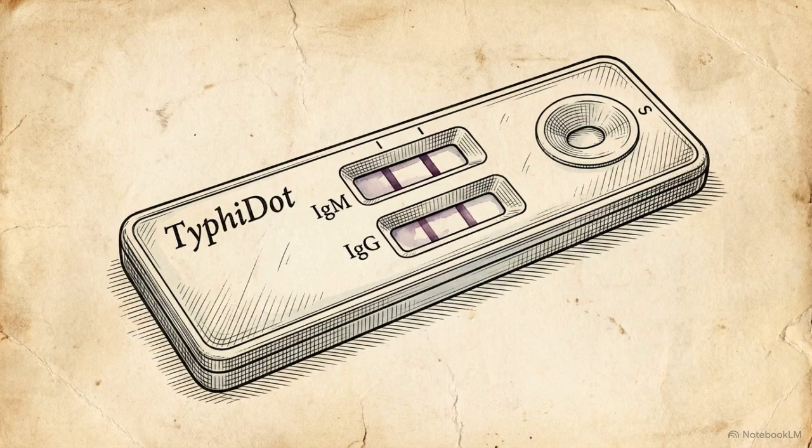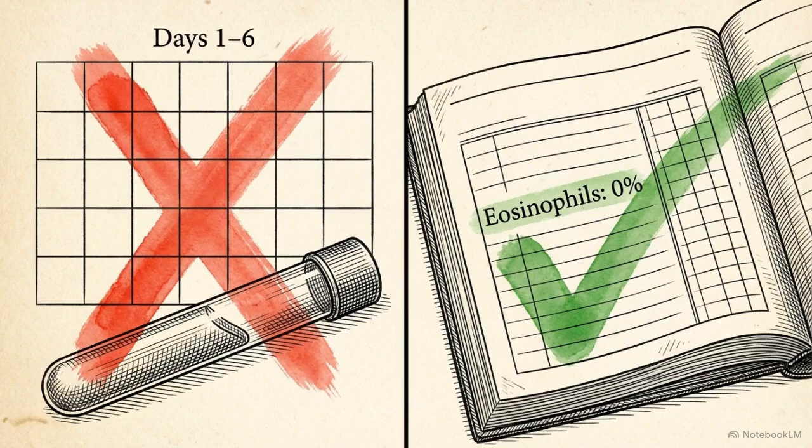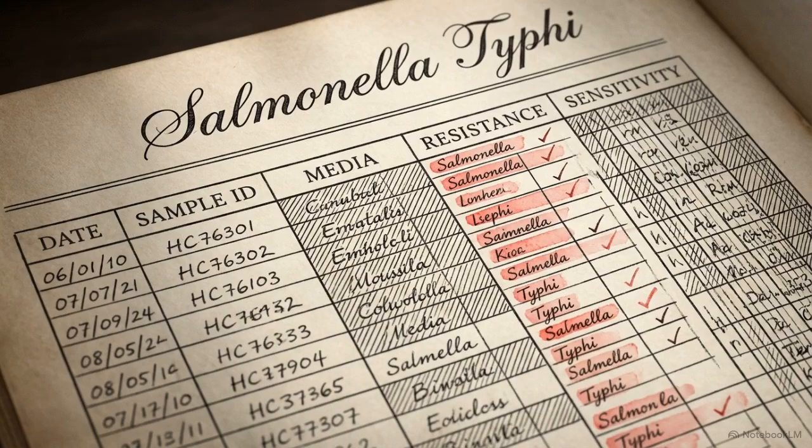You can supplement these findings with a TyphiDot test, which detects initial IgM and IgG antibodies earlier than a Widal assay. Diagnostic timing dictates intervention. Before day 7, clinicians must ignore the Widal test entirely and rely on CBC anomalies like eosinopenia to proceed with treatment. Entering the treatment branch of the algorithm, the baseline protocol dictates that we assume the presence of multi-drug resistance.